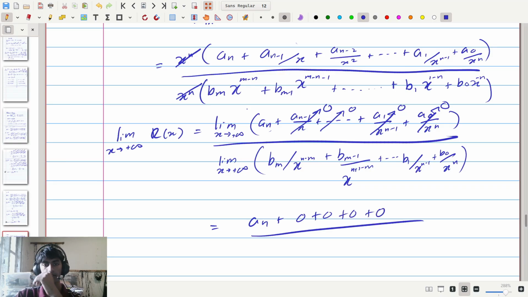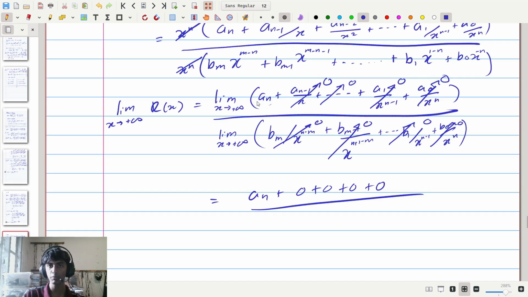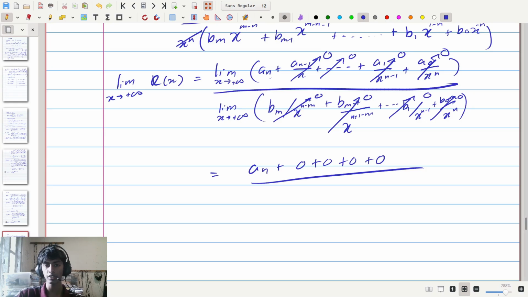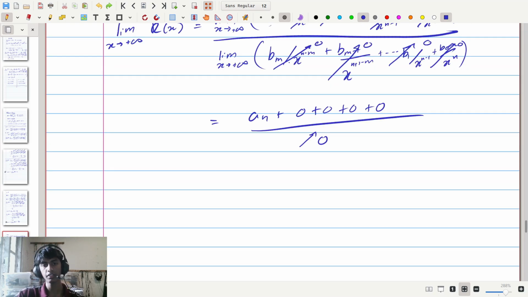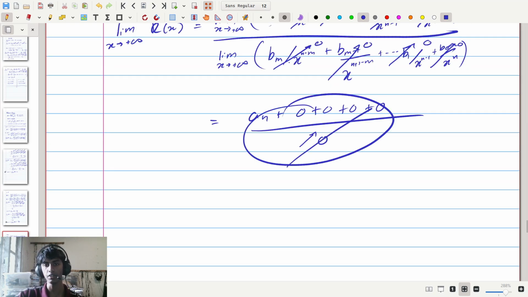On the denominator, however, what we have is a bunch of terms which are all approaching 0. So this entire thing, this is approaching 0, this is approaching 0, this is approaching 0. So I'm going to not say equal to 0, I'm going to say approaching 0. So since the denominator is approaching 0, we can say this whole thing is going to approach infinity.